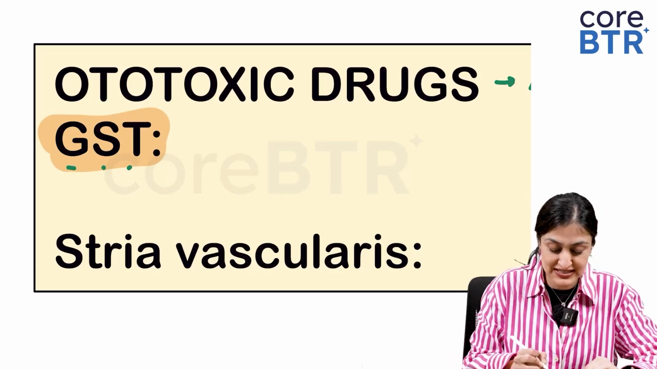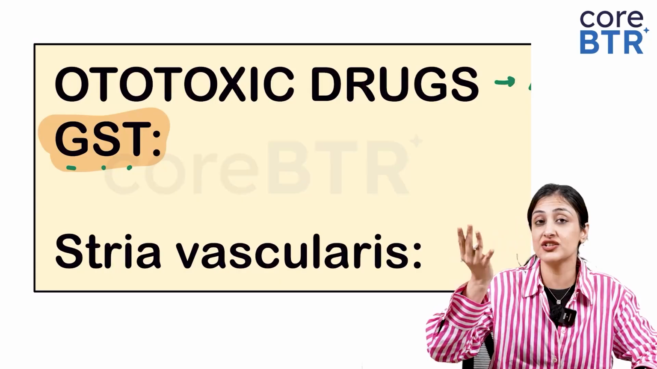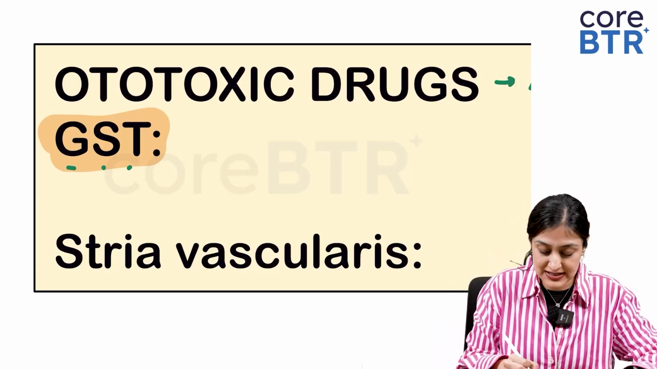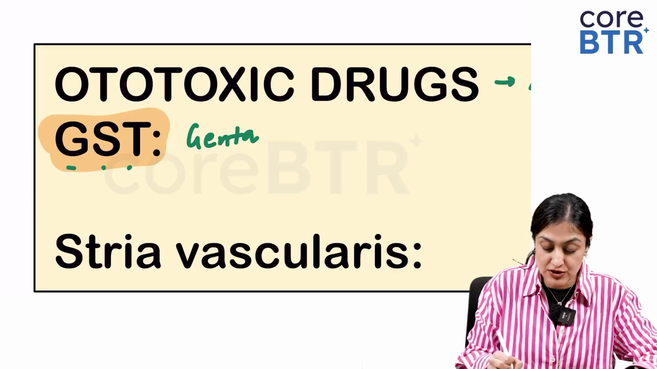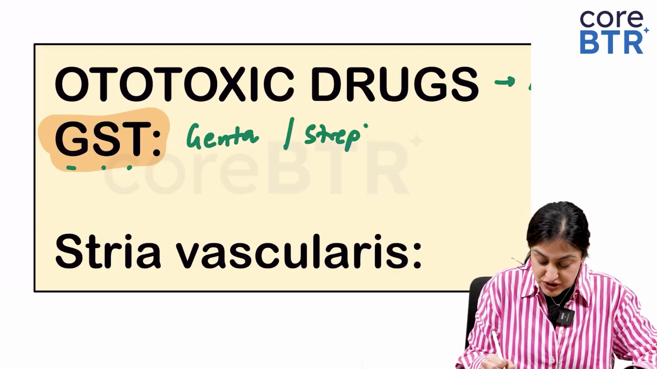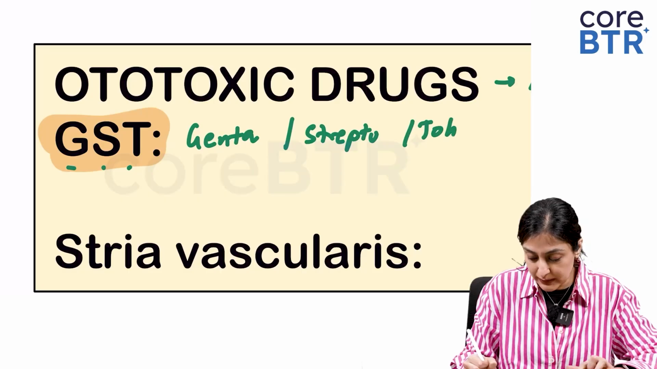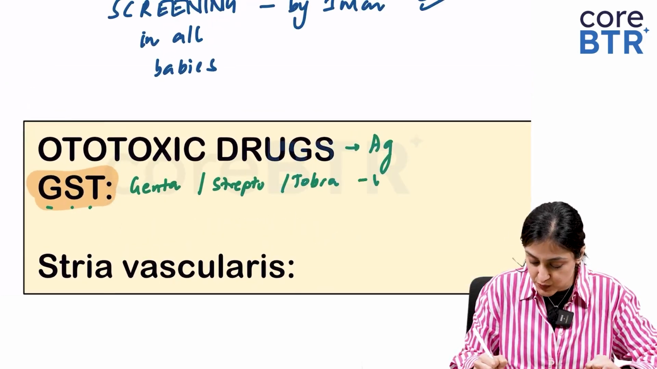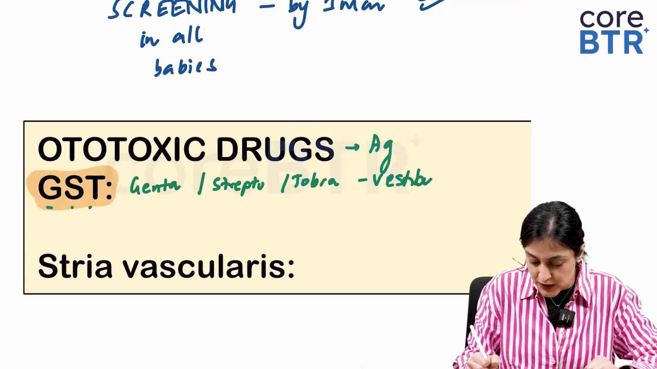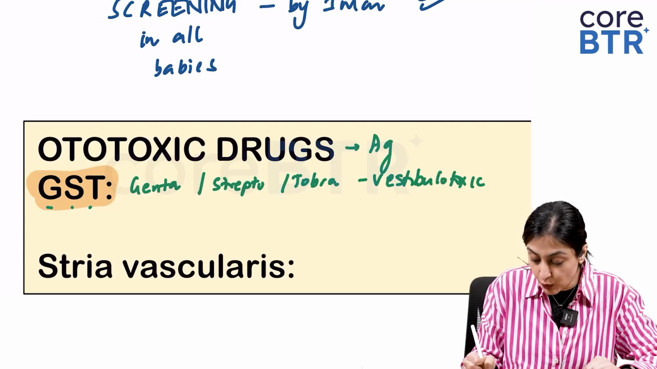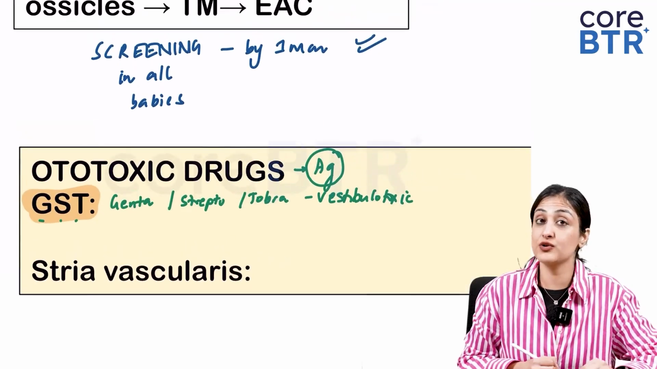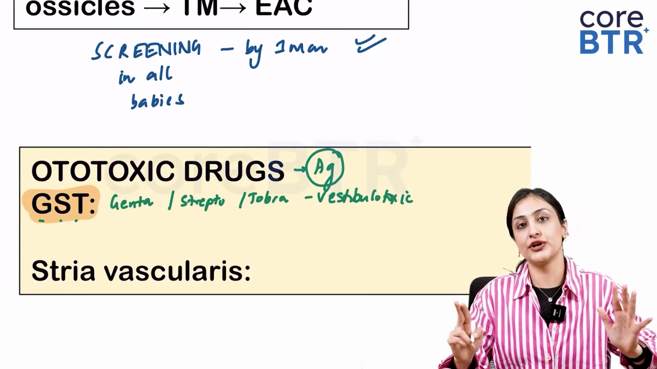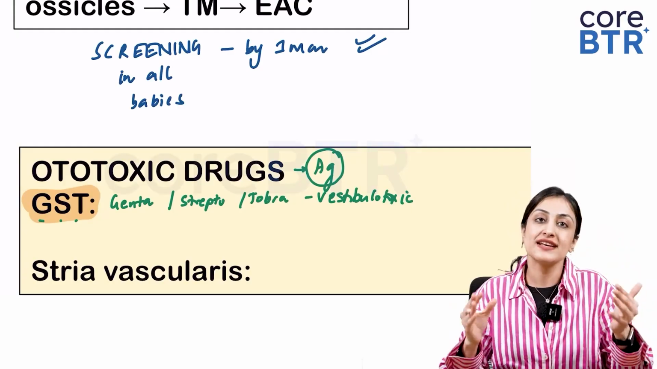So what is GST? If you pay so much GST, you will get dizzy. Vestibulotoxic. So that's how I will remember GST drugs: gentamicin, streptomycin and tobramycin. These are the drugs which are vestibulotoxic. So through this, I can remember all the rest of the aminoglycosides are going to be cochlear toxic, right? So that is what GST is.